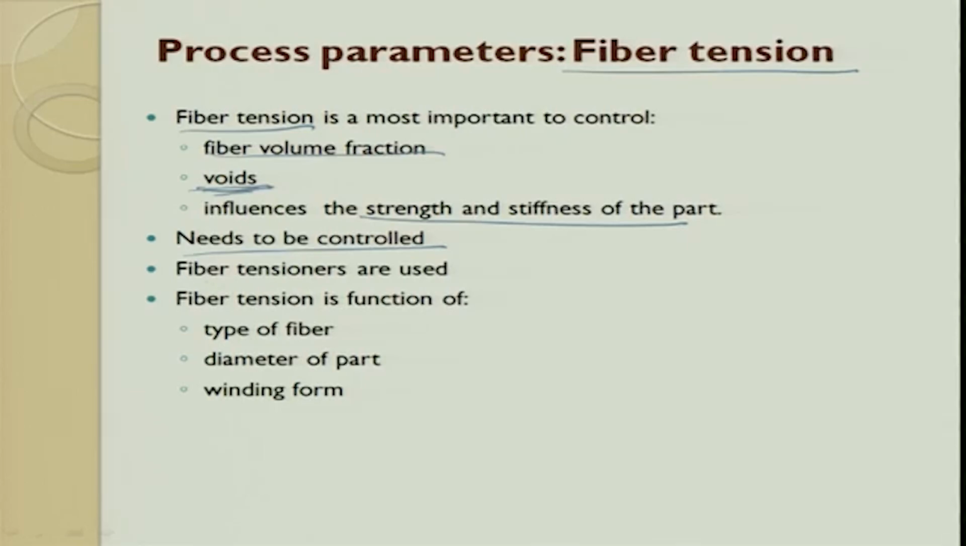There are tensioners which are used. Tensioners are free wheels over which the fiber goes, or we try to pull the fiber in some direction. So this tries to stiffen the fiber, so we get it done. Fiber tension is a function of the type of fiber, diameter of the part and winding form. So fiber tension is one of the very important process parameters in this process.